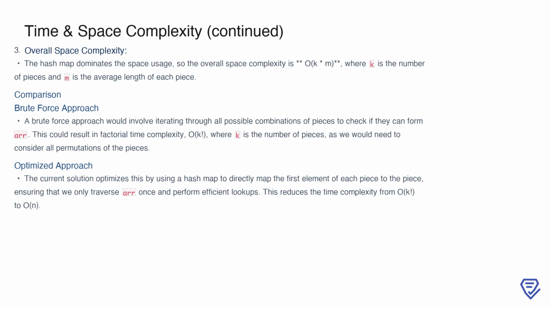Now let's briefly compare our optimized solution to a brute force approach. A brute force method would involve checking all permutations of the pieces to see if they can form ARR. Since there are k pieces, this could lead to a factorial time complexity of O(k!), as every possible arrangement of the pieces would need to be evaluated. In contrast, our optimized solution uses a hash map to directly map the first element of each piece to the piece itself. This allows us to traverse ARR just once and perform efficient lookups, significantly reducing the time complexity from O(k!) to O(n). This highlights the efficiency of our approach.